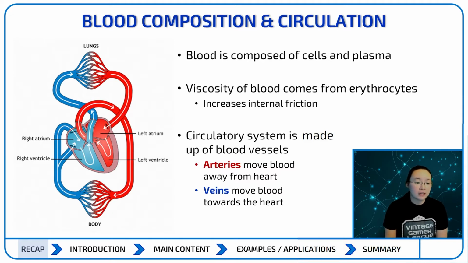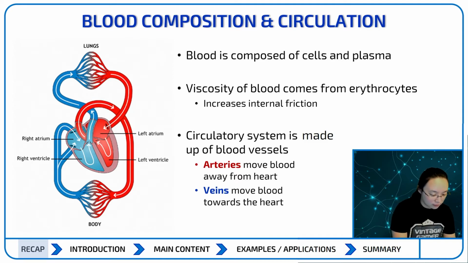It's arteries and veins. Specifically, arteries are in red and they move away from the heart, and veins return blood to the heart. The main difference is that arteries and veins can carry oxygenated or deoxygenated blood. So taking a look at the diagram here, I'm going to use my laser pointer. First, I'm going to start with the lungs.